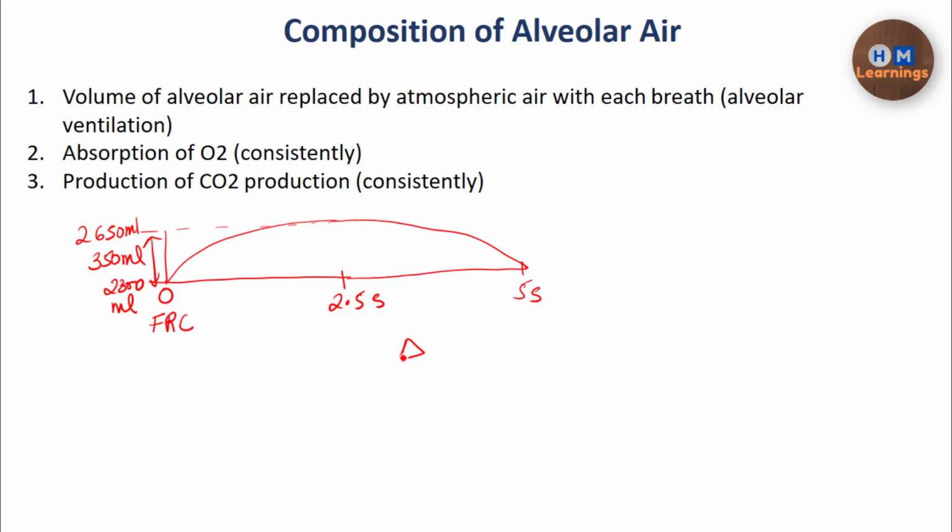So you can see the volume change during one breath is only 350 ml, and that change in volume is only 1/7 of the functional residual capacity. So the volume of air which remains in the lungs is 7 times higher than the volume of air which enters the lung during each breath.